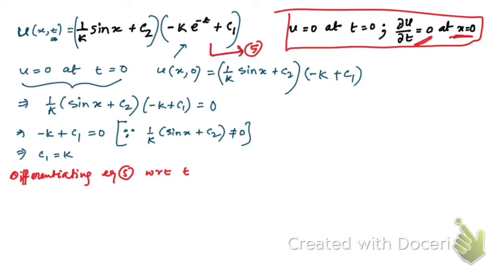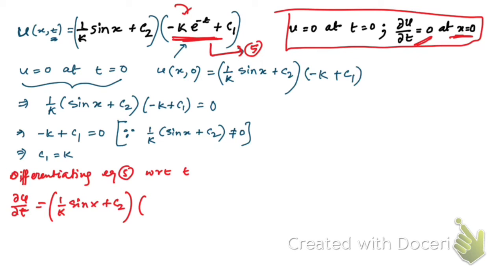Then what will you get? Differentiate del u by del t, with respect to small t, then terms containing x must be taken as constant. So in that case, 1 by k sine x plus c2, and if you differentiate this, then what you're going to have?